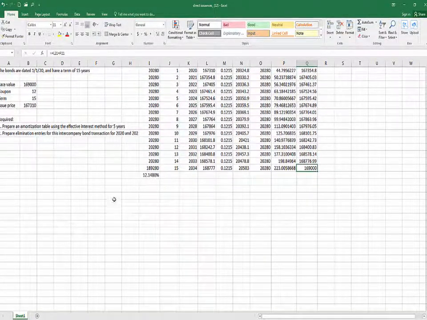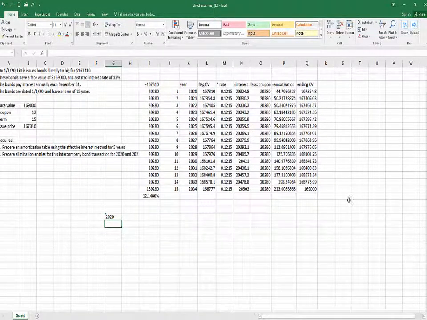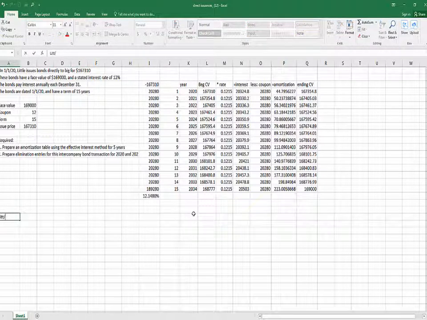And now let's go and do our elimination entries for 2020 and 2021. And here we're just going to pull the data right off of our table. Let's be a little more systematic about this. Let's see what the list is that the issuer and the buyer have on their ledger at this point in time. The issuer has bonds payable, and that's going to be the face value of 169 even. They've got a remaining discount on bonds.